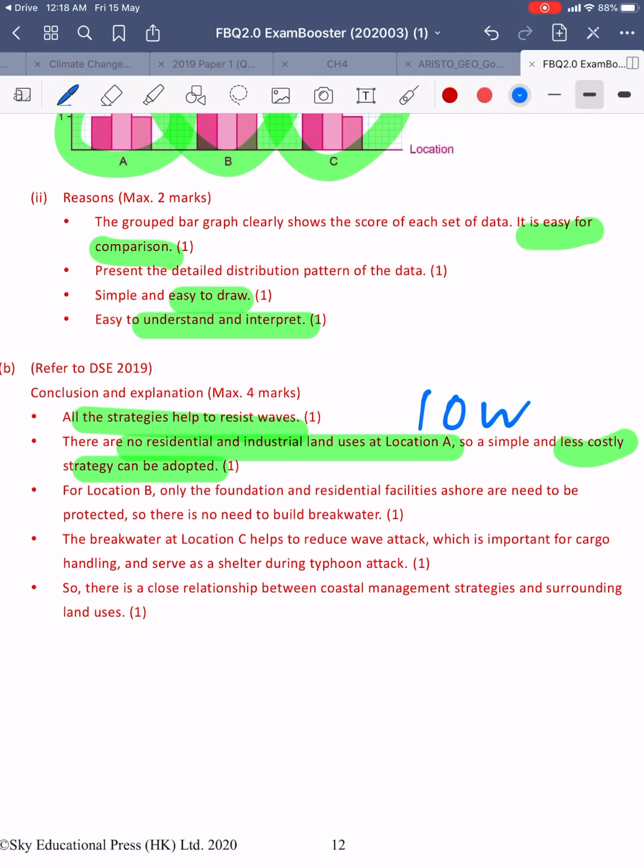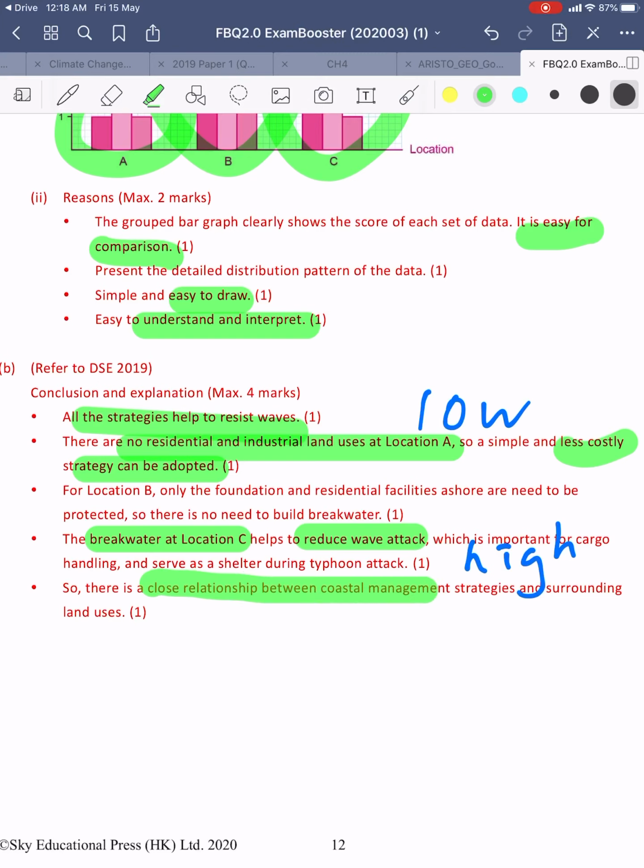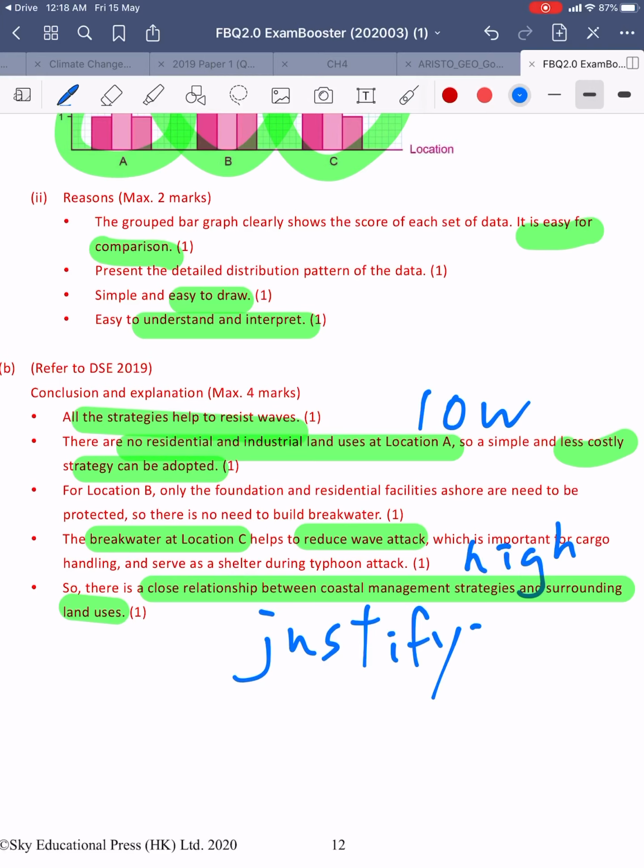Where's the high? Maybe this one is the high. Okay, as I have seen, there's a lot of bus depot and also industrial building right there. Breakwater reduce the wave attack. So there's a close relationship. So you have to explain somehow, not just justifying, and also provide a high and low to me. Okay. Give me some data as well.